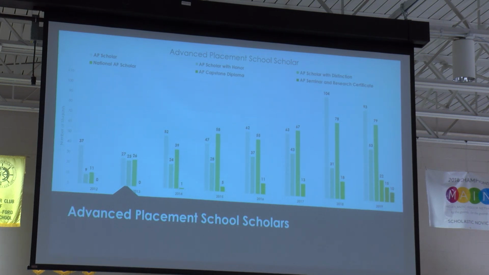So there are AP Scholars. One of the things that I pointed out is the National Scholar, which is the 0 over here that you see. We finally had 1 in 2014, and now you see we've grown. We had 22 National Scholars this past year. So that's our advanced placement data.